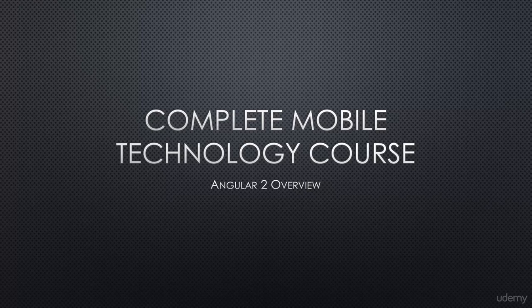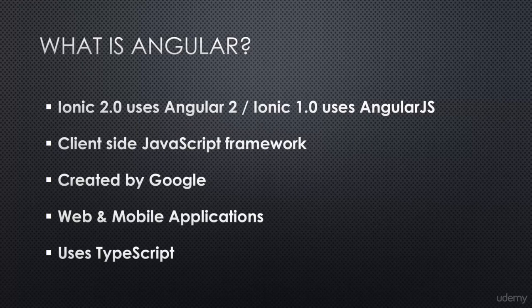Alright, so Ionic actually uses the Angular framework. So in this video I want to discuss what Angular 2 is and look at some of the features and some of its syntax before we actually jump in and start working with Ionic. So Ionic 2.0, which is the newer version that we'll be using, uses Angular 2, and then Ionic 1 uses Angular 1, also known as AngularJS. It's important to note that these two are very different.